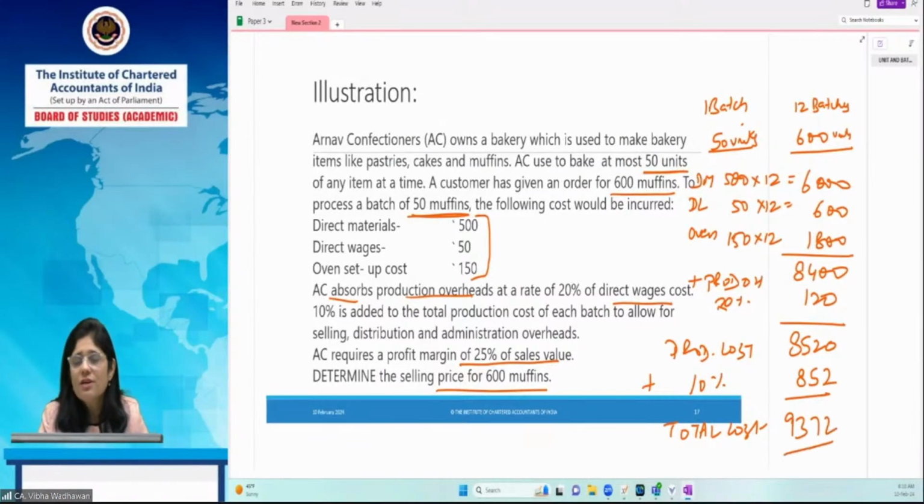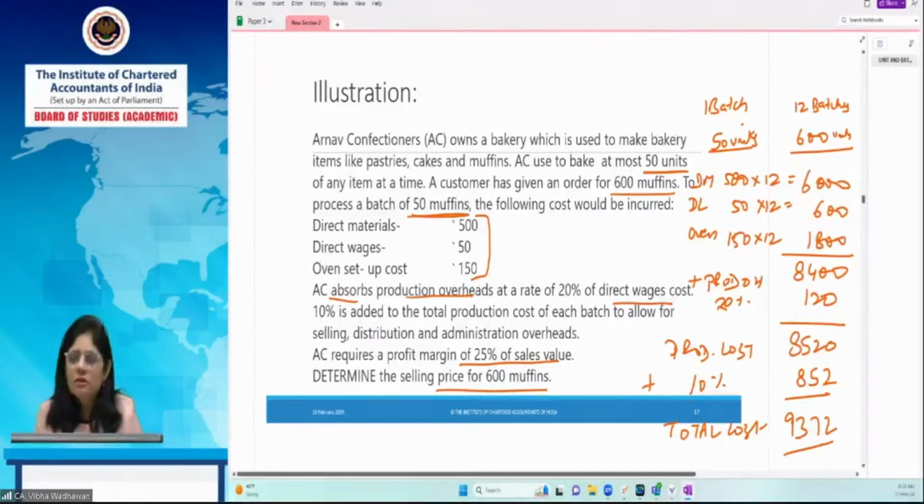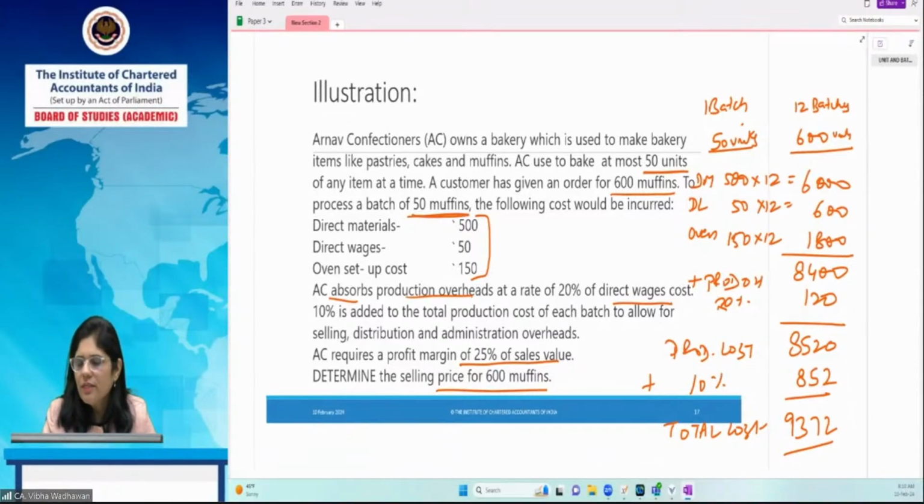We are doing this for 600 units. Clear? For a batch, you have to do it for 50 units also. Continue for 50 units also. I have come to the total column. Here again, you can add 20% for 50 units also. You just complete both the columns. I have done the main column, the outer one, the total one.